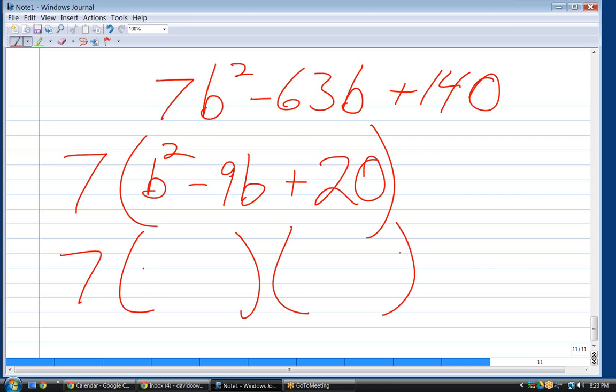So then you're going to do b and b, and then you're going to do a negative and a negative. Okay, and then we're going to do the factors of 20, right? Factors of 20 that do what? Add up to 9. Yes.